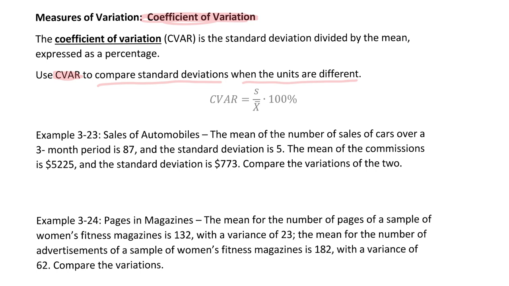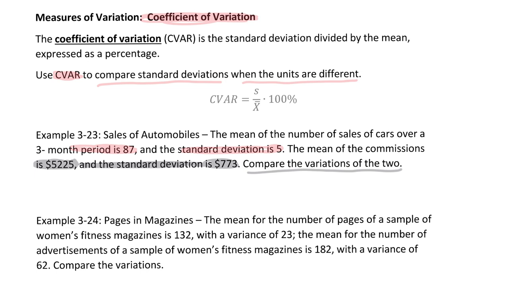It says the mean of the number of sales of cars over a 3-month period is 87. The standard deviation is 5. The mean of the commissions is 5,225, and the standard deviation is 773. Compare the variations of the two. All right, so we're going to use this CVAR formula, which is actually kind of basic. The formula itself is not that bad.